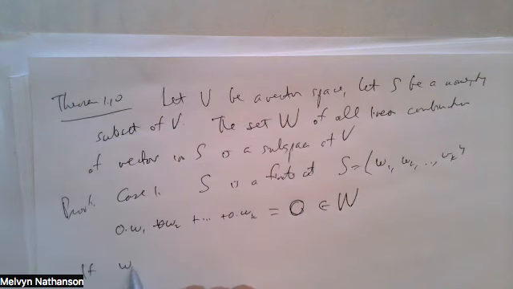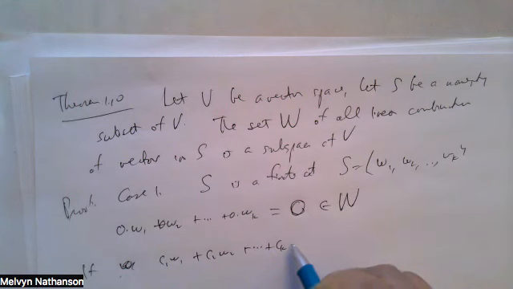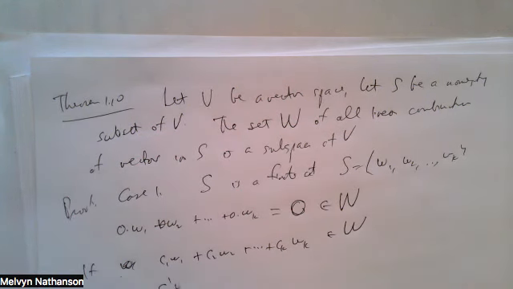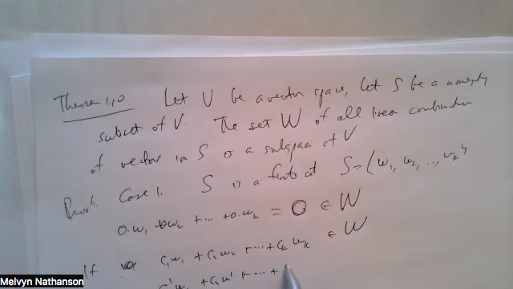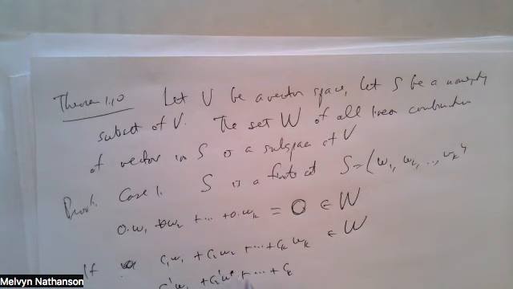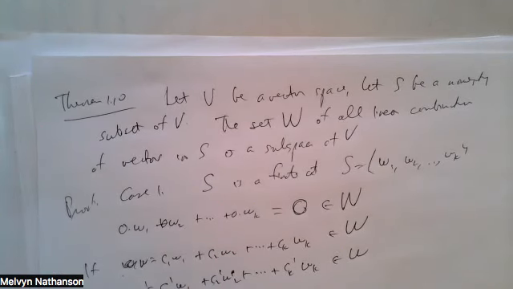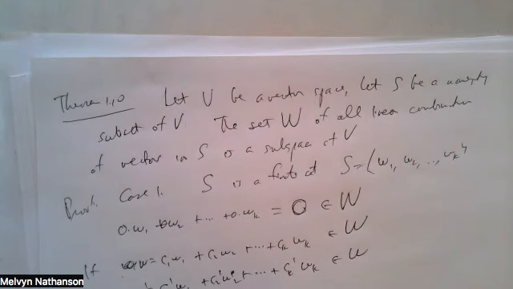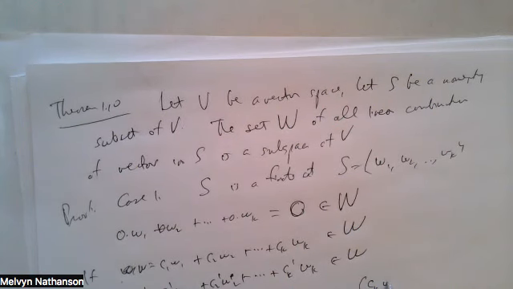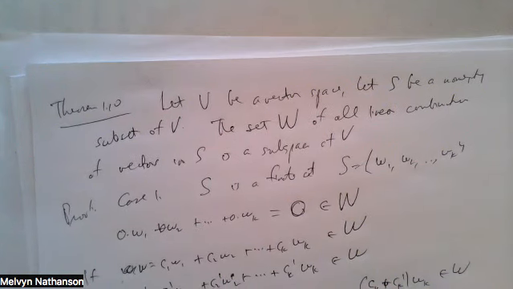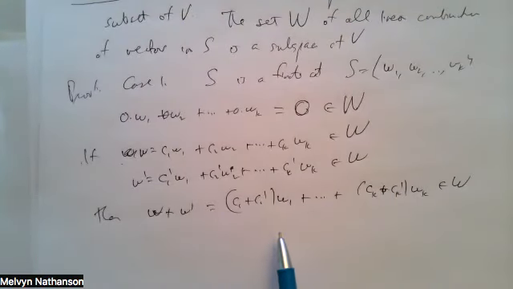And if you have scalars, say C1W1 plus C2W2 plus CKWK is some vector in W, and C1 prime W1, C2 prime W2, plus CK prime WK is also in W. Suppose I call this vector W and this vector W prime. Then the sum W plus W prime, if I add them, I get C1 plus C1 prime, W1, up to CK plus CK prime, WK, is in W, because the sum of two linear combinations of the vectors W1 up to WK is another linear combination of the same vectors.